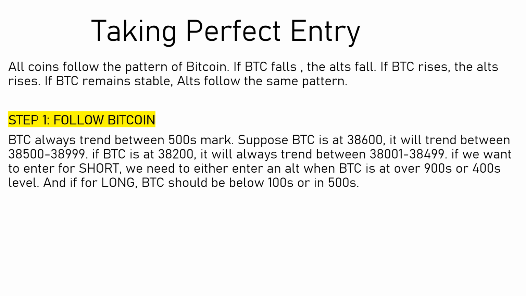Now to the main thing. The main reason I'm making this video: how you will take the perfect entry. Okay. See, all coins follow the pattern of Bitcoin. The Bitcoin falls, the alts fall. The Bitcoin rises, the alts rise. If Bitcoin remains stable, alts follow the same pattern. Everything.